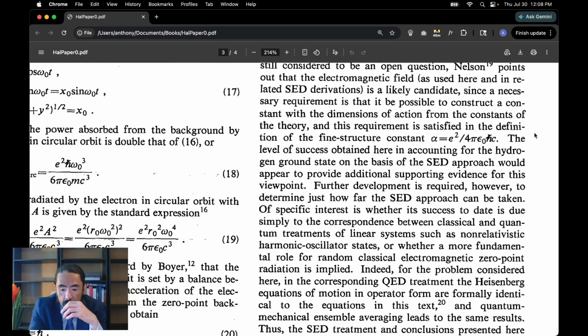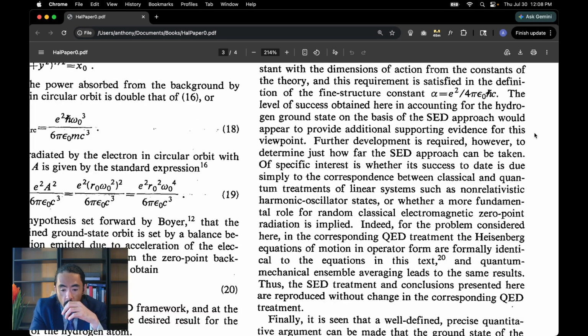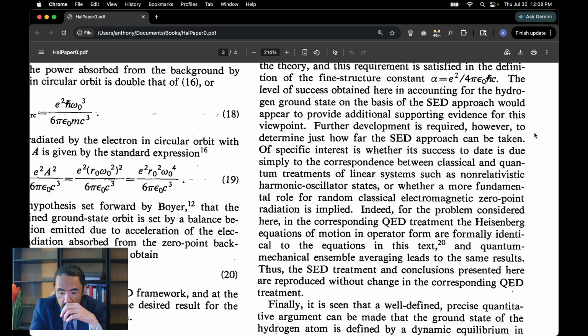The level of success obtained here in accounting for the hydrogen ground state on the basis of the stochastic electrodynamic approach would appear to provide additional supporting evidence for this viewpoint. Further development is required, however, to determine just how far the SED approach can be taken. Of specific interest is whether its success to date is due simply to the correspondence between classical and quantum treatments of linear systems such as non-relativistic harmonic oscillator states, or whether a more fundamental role for random classical electromagnetic 0-point radiation is implied. Indeed, for the problem considered here, in the corresponding QED treatment, the Heisenberg equations of motion in operator form are formally identical to the equations in this text. See citation 20, and quantum mechanical ensemble averaging leads to the same results.